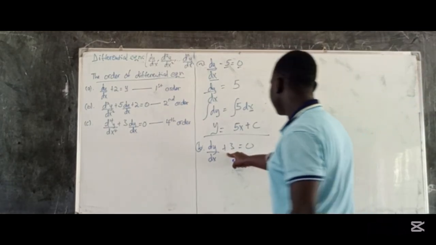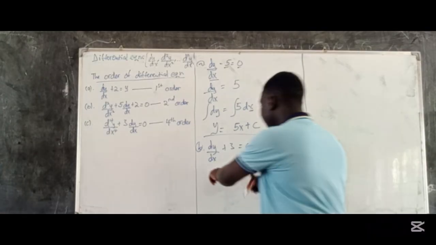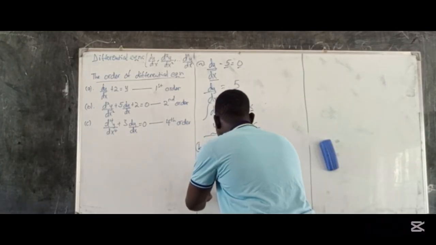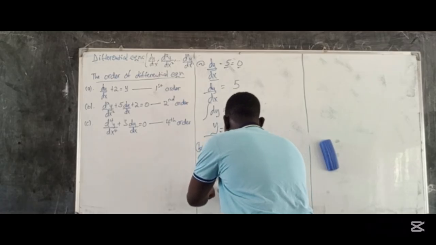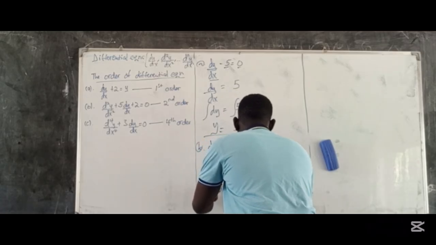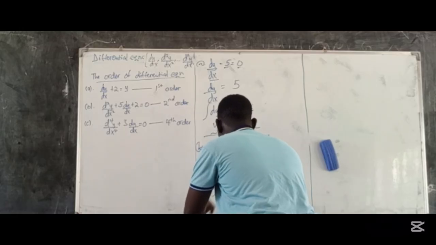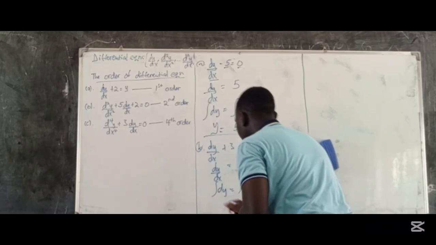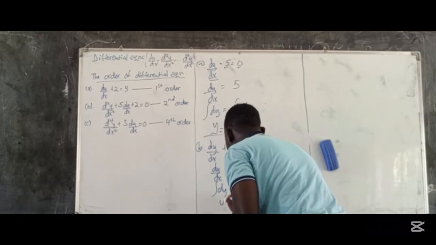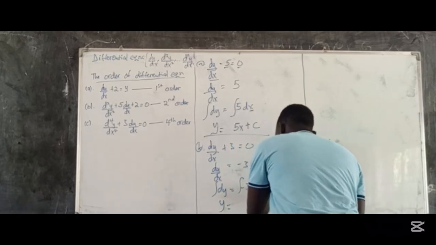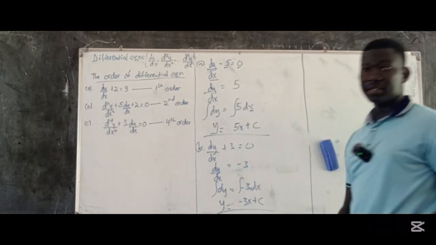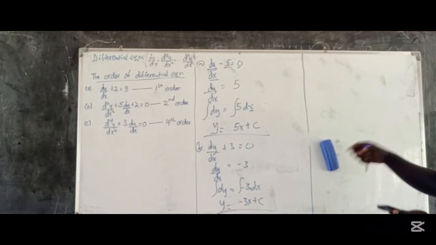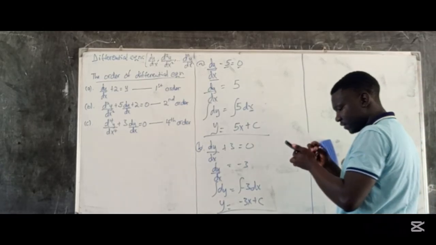We isolate the 3 so that we only remain with dy/dx on this side, equal to negative 3. So I bring the dx to the other side and remain with dy equal to negative 3 dx. Introduce the integral on both sides. Here, what is the integral? Integrating dy, we will get y. Negative 3 with respect to x will be negative 3x plus the constant of integration c. There you have it.